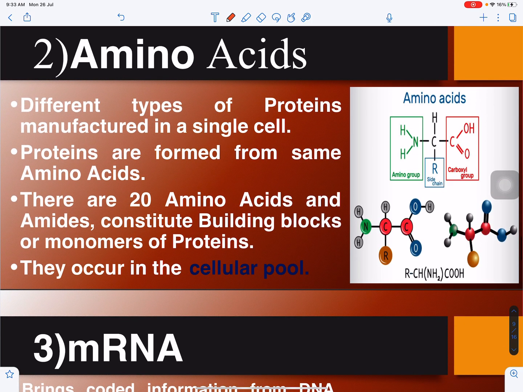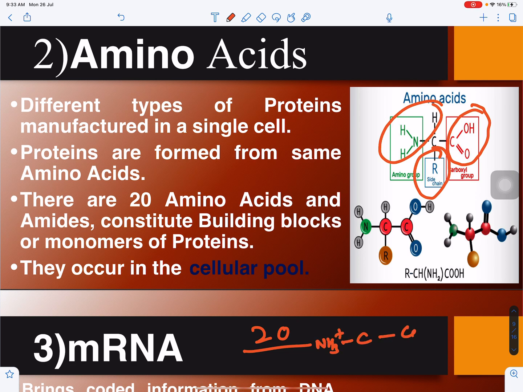Now next, we know the next requirement is amino acids. There are 20 amino acids present in the cytoplasm. If we see their structure, like here, this is the R or side chain, this is the COOH group, and this is the NH3 group. So on one side it will have the NH3 group, positive charge. On the other side it will have COOH, that is the acidic group or carboxyl group. And on one side it will have the side chain, R1, it can be R2, it can be R3.